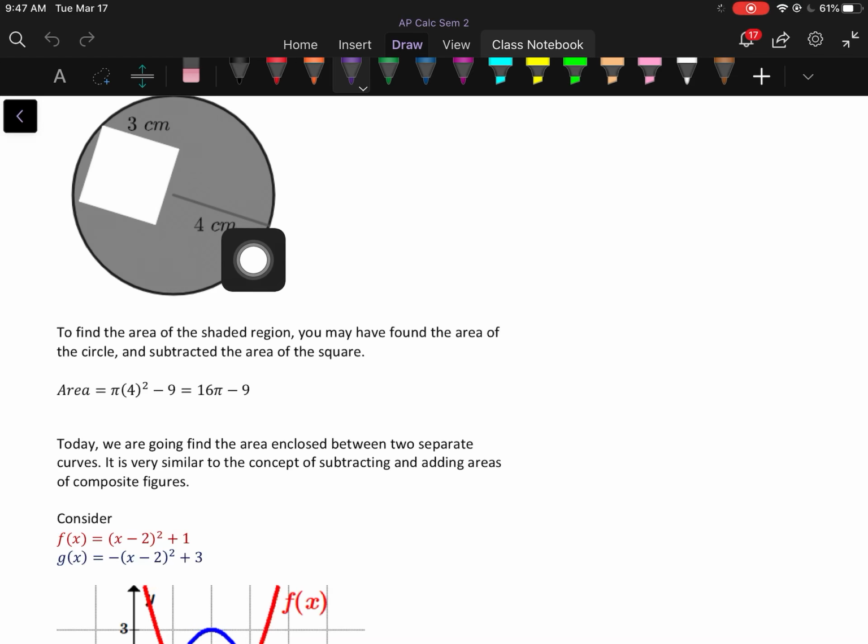So in this case, the radius of the circle is 4 centimeters, and the side length of the square is 3 centimeters. So the area is pi r squared minus side squared. So pi times 4 squared is 16 pi minus 9, and that would be the area of the shaded region. And I forgot to type in that would be in square centimeters.